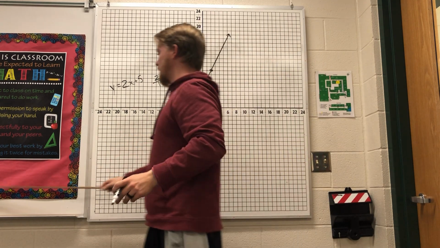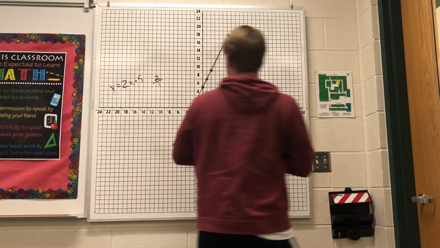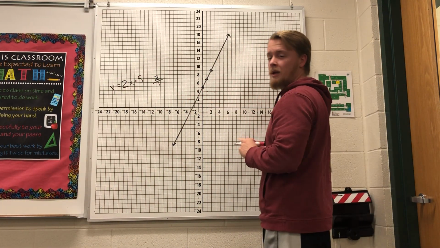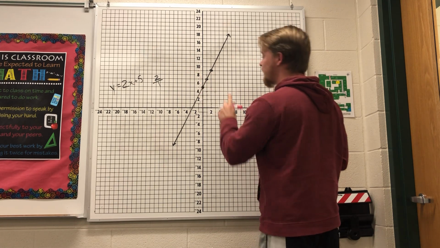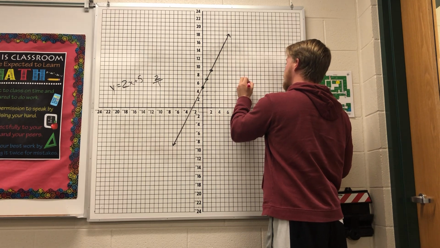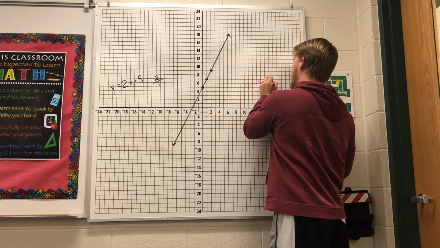So that's my first line. Let me get another marker or a different color so that we can see these different lines. My next one. So you graph the first one, then you graph the second one on the same graph or on the same coordinate plane. So we have y equals negative 4x minus 1.